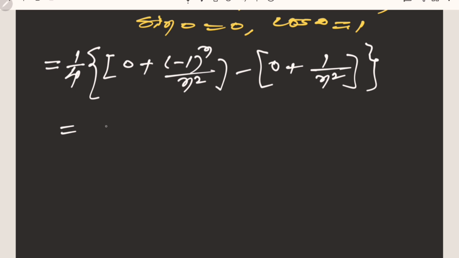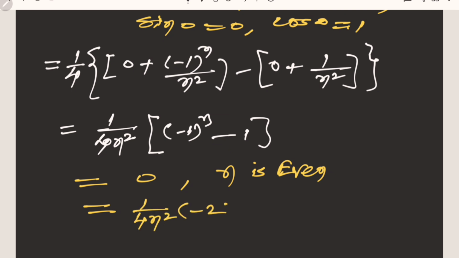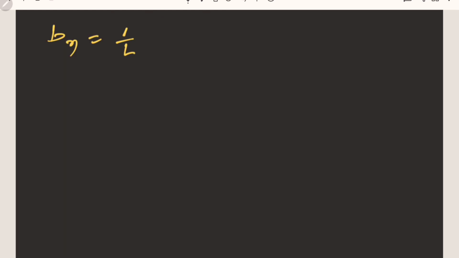1/n². From these two terms we can take 1/n² common. Remaining terms are (-1)^n and minus 1. And whenever we have such type of term, we have to find two values, what is for even and what is for odd. When it is even, its value is 1 minus 1, we get 0 for even, and for odd we get -2 upon 4n², means -1/(2n²) if n is odd. Means while substituting it in equation 1, we have to replace n by its general term. General term for odd is 2n minus 1.